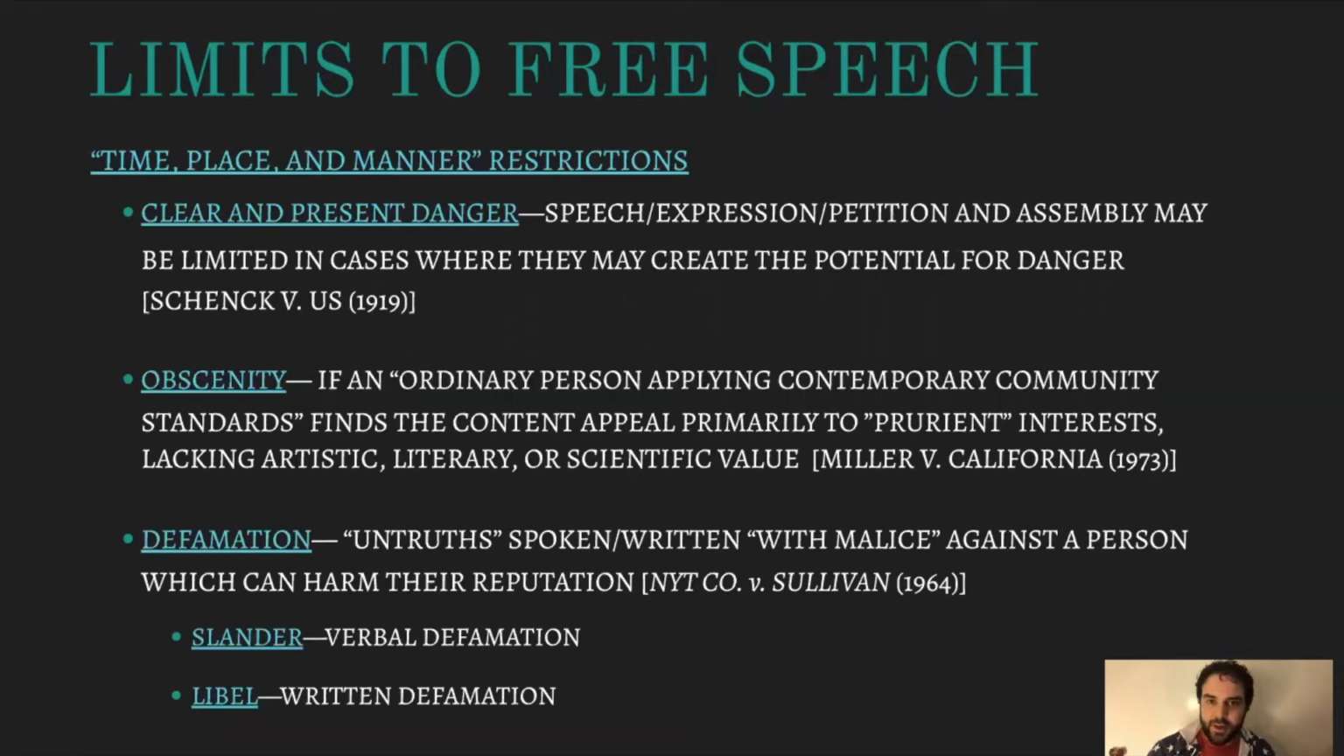You could also not legally defame someone. Defamatory speech or defamation can also be regulated by the government. And defamation is untrue speech, spoken or written, with malice. That's important. Against a person that can harm their reputation. If it's said out loud, it's slander. If it's written, it's libel.